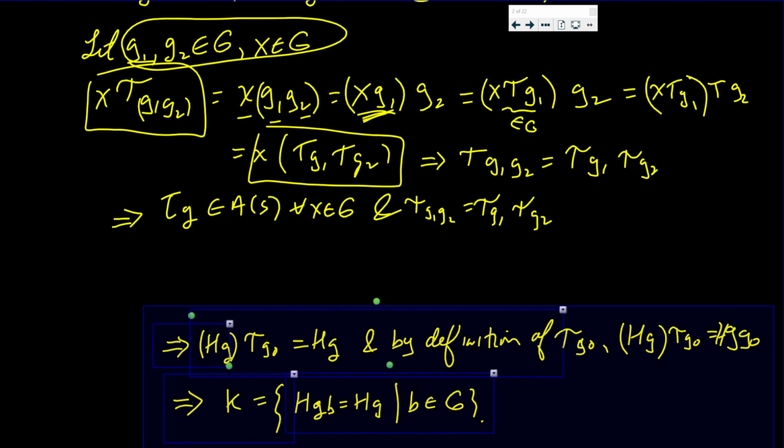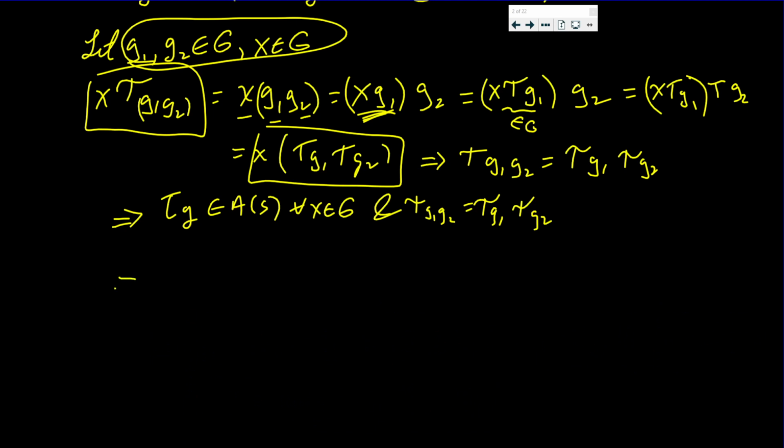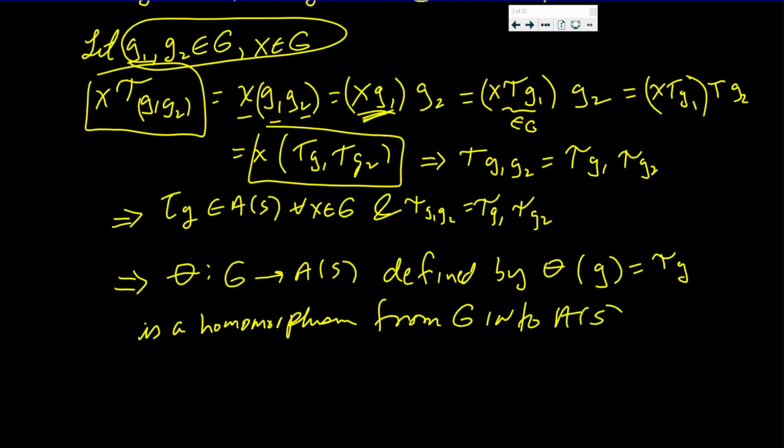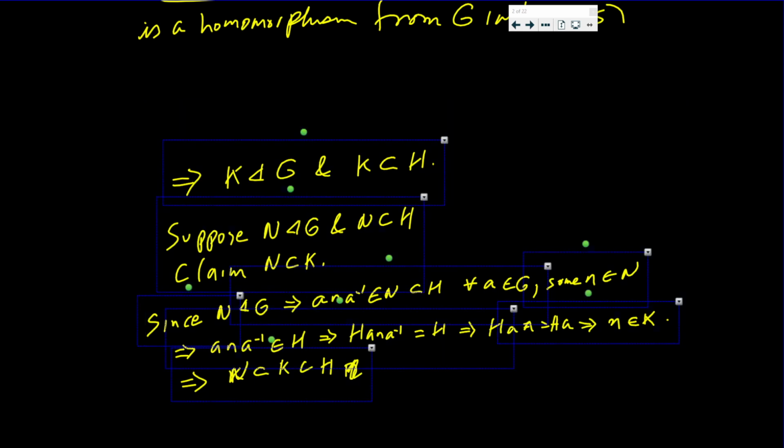What this tells us is the following. This implies that the mapping theta from G to A of S defined by theta of g equals tau sub g is a homomorphism from G into A of S. A of S is the set of mappings of the right cosets, one-to-one and onto.